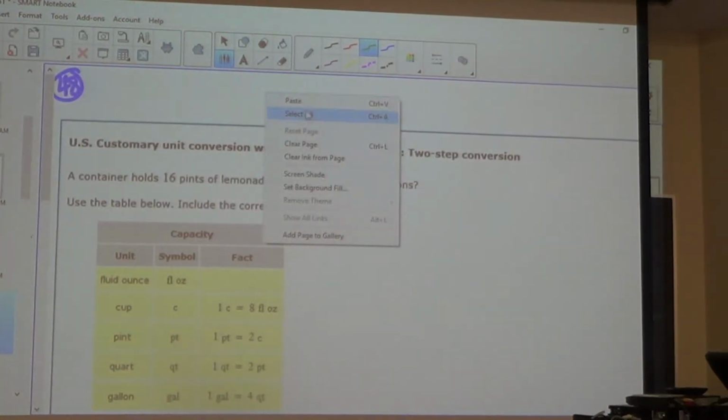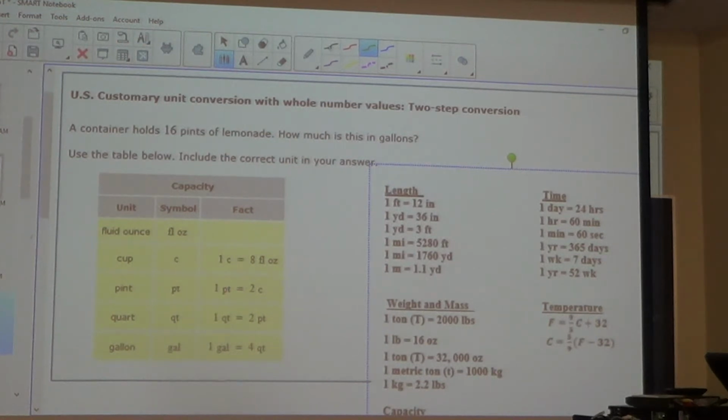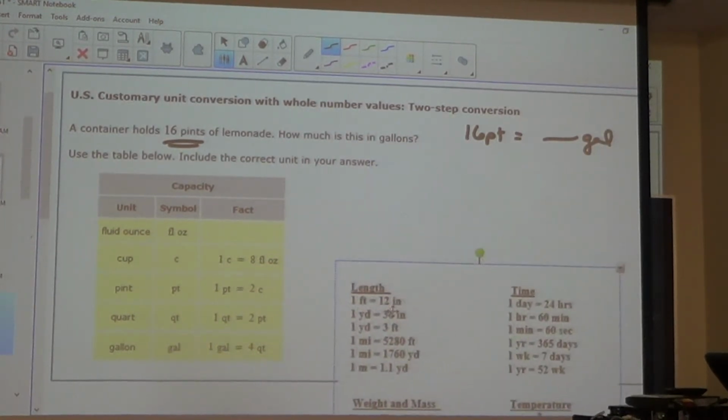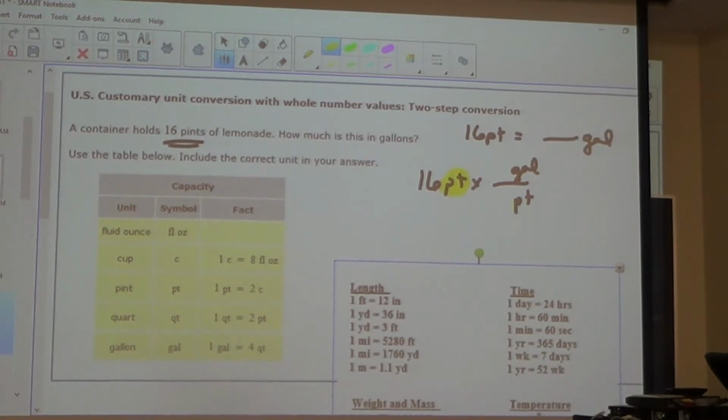All right, let's look at another one. Let's see what this one says. We are turning 16 pints into gallons. So we're going to do 16 pints times something. What goes in the bottom? Pints. What goes in the top? Gallon. We always want to make sure that what we want is on top, and this is going to be your answer.